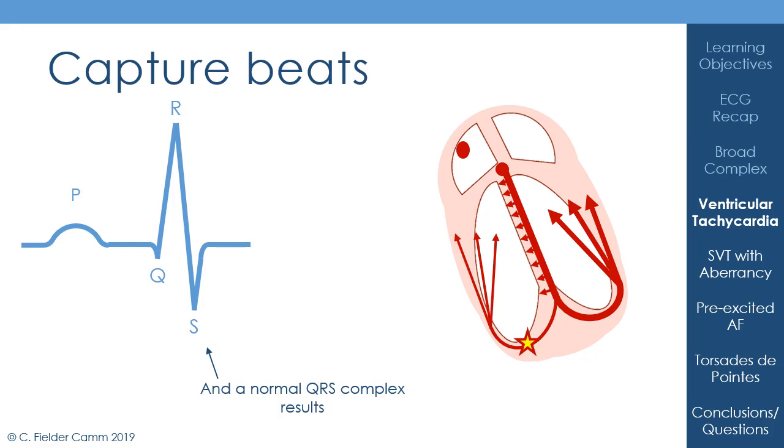And so it has to be timed absolutely perfectly, but you can get this capture beat just within the run of VT, and then it may just go back into VT straight afterwards. And so you just get this random normal looking beat as a capture beat, and that's very, very suggestive. Well, basically it's diagnostic of ventricular tachycardia.